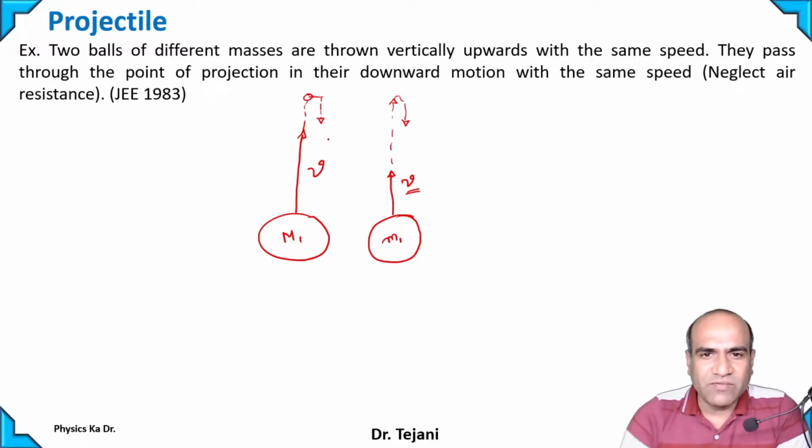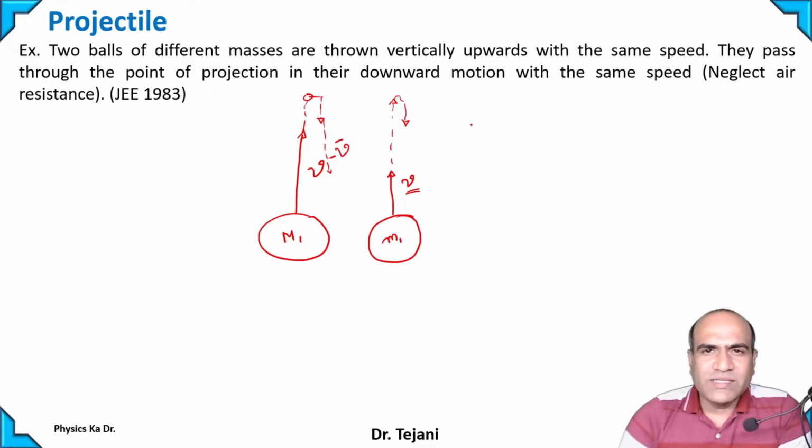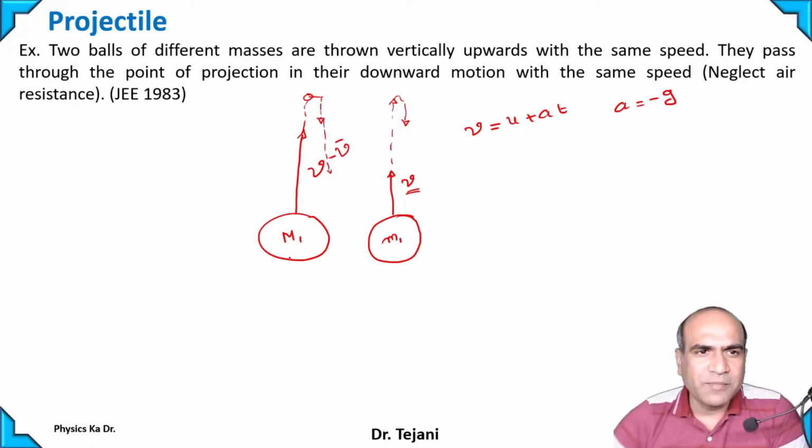So if it is having v, right? In the downward direction also it should have a negative v. In the opposite direction, same speed but negative. Fine. So is it true or not? Yes, of course. See, if we look at the equations of motion, v is equal to u plus at. Where is mass? There is no mass component. Acceleration is because of gravity, and this is always minus g. There is no mass component, right?